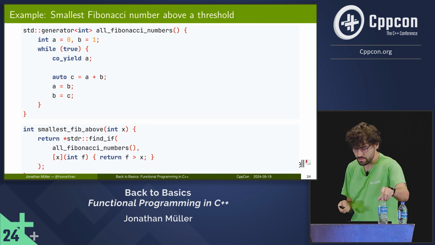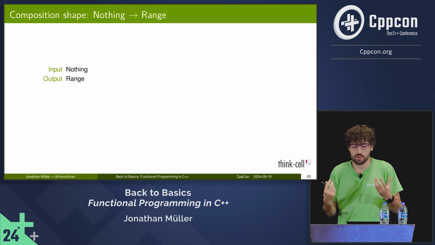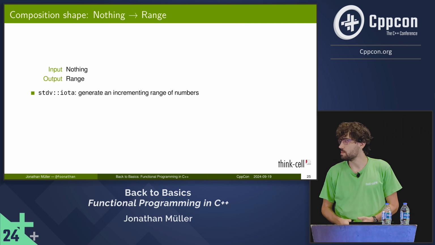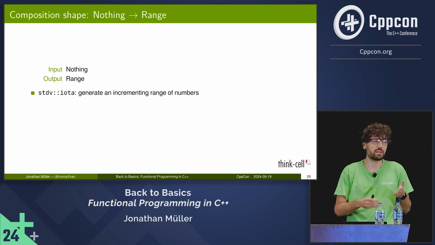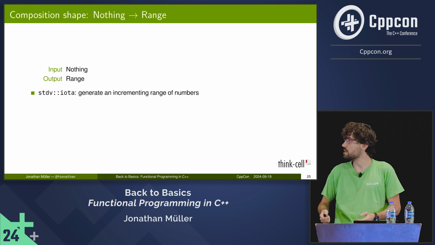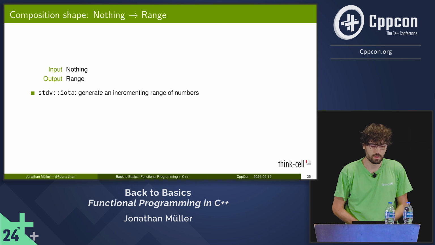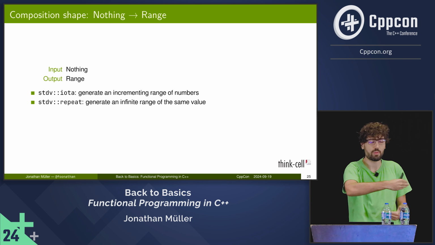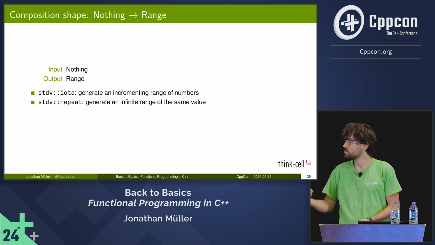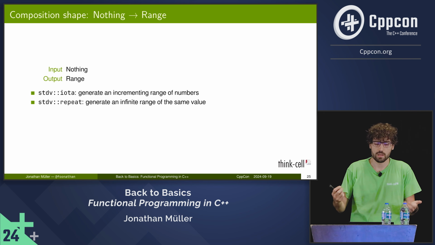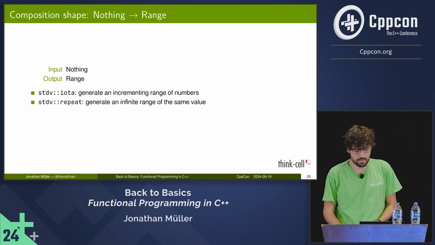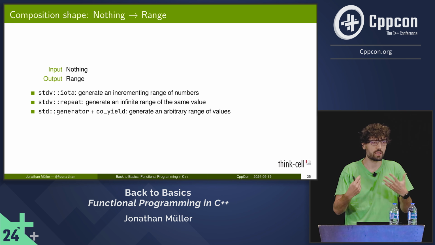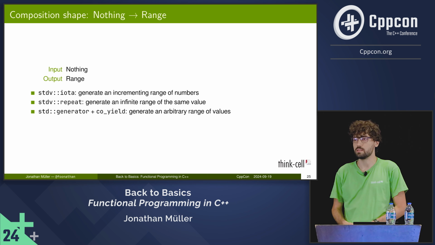Okay. And so what we've seen is a composition shape where we have nothing and we want to create a range. And for that, you can use, for example, iota if you just have simple integers, and the pattern of iota and transform is incredibly powerful to just generate ranges. Then there's something like repeat. Repeat simply generates an infinite range that repeats the same value. And right this morning, I wrote some code that uses repeat. It's useful in some cases. And then if you want full control, you can use generators and co_yield to create a custom range that contains the data you need.